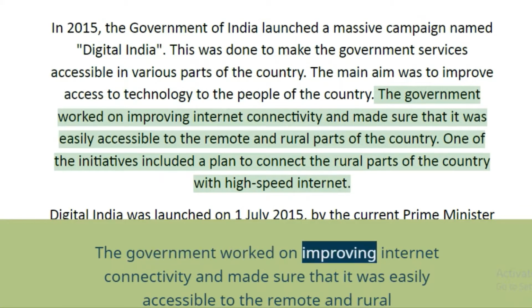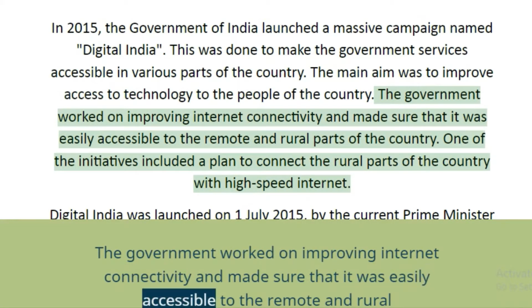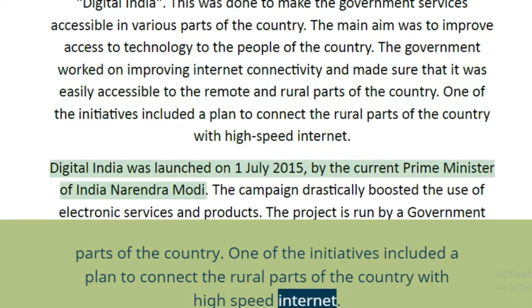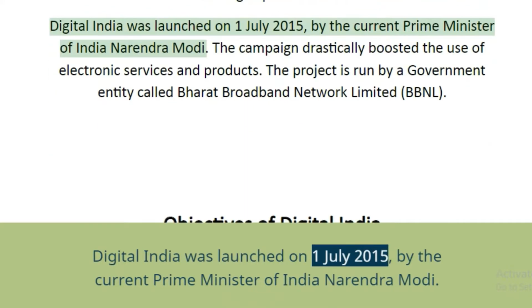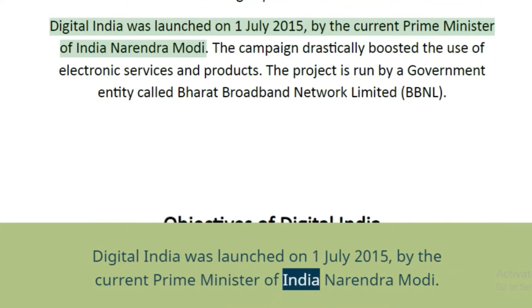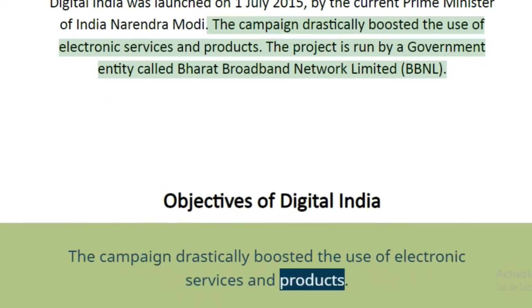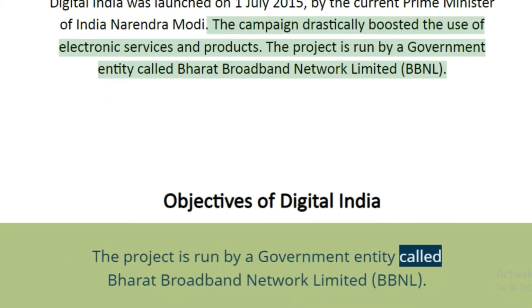The government worked on improving internet connectivity and made sure that it was easily accessible to the remote and rural parts of the country. One of the initiatives included a plan to connect the rural parts of the country with high-speed internet. Digital India was launched on the 1st of July 2015 by the current Prime Minister of India, Narendra Modi. The campaign drastically boosted the use of electronic services and products. The project is run by a government entity called Bharat Broadband Network Limited, BBNL.